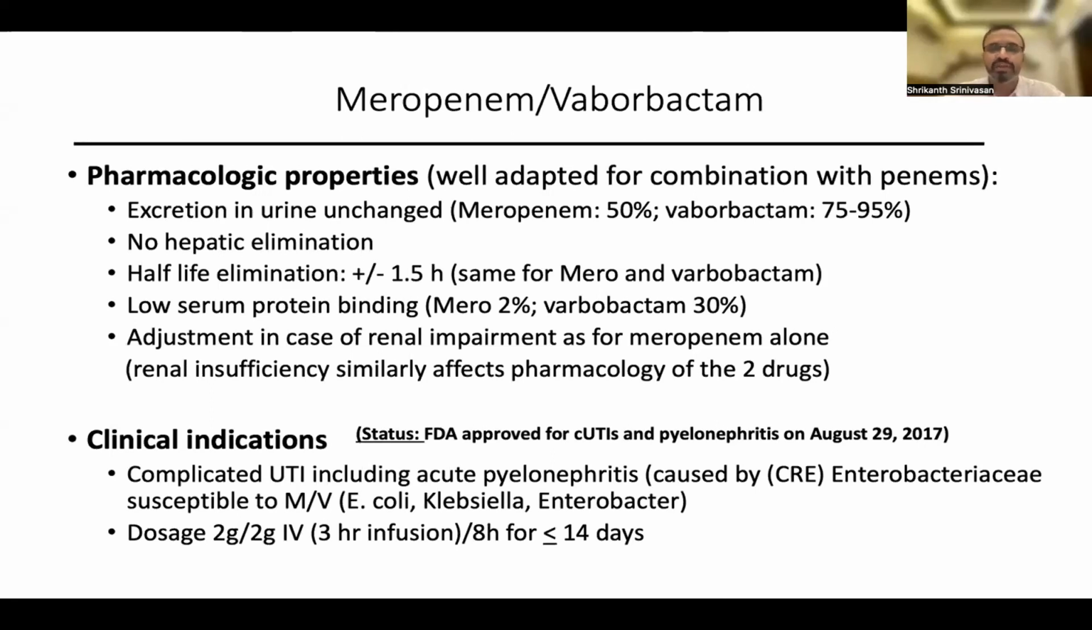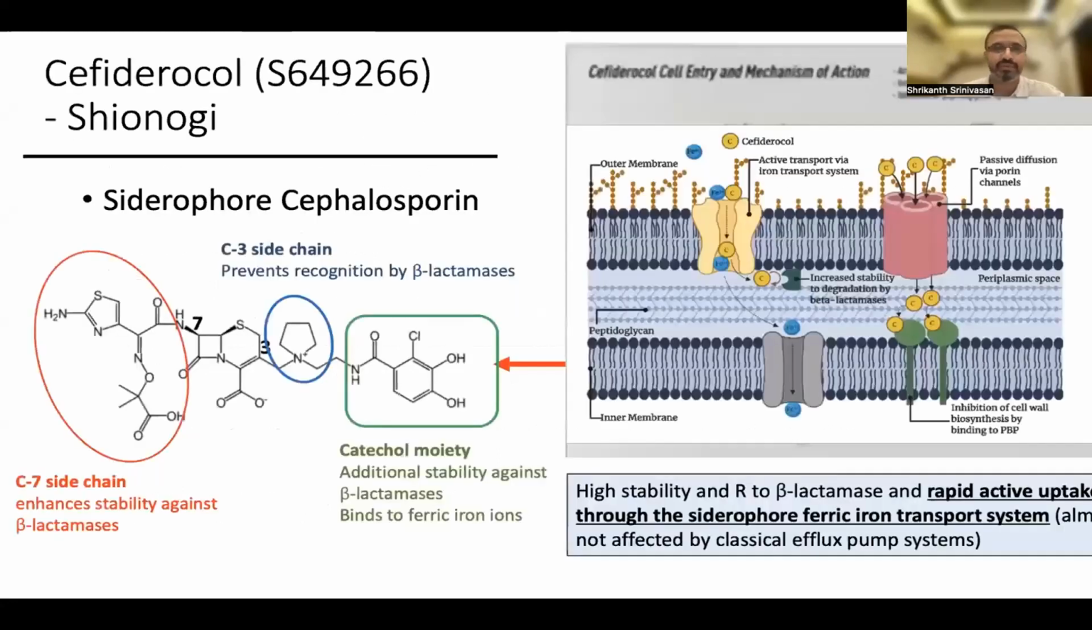Clinical indication: complicated UTI, including acute pyelonephritis, and the dosage is 4 gram. There's 2 gram of meropenem plus 2 gram of vaborbactam in a 3-hourly infusion every 8 hours for around 2 weeks. Now coming to this drug, this is a siderophore cephalosporin.